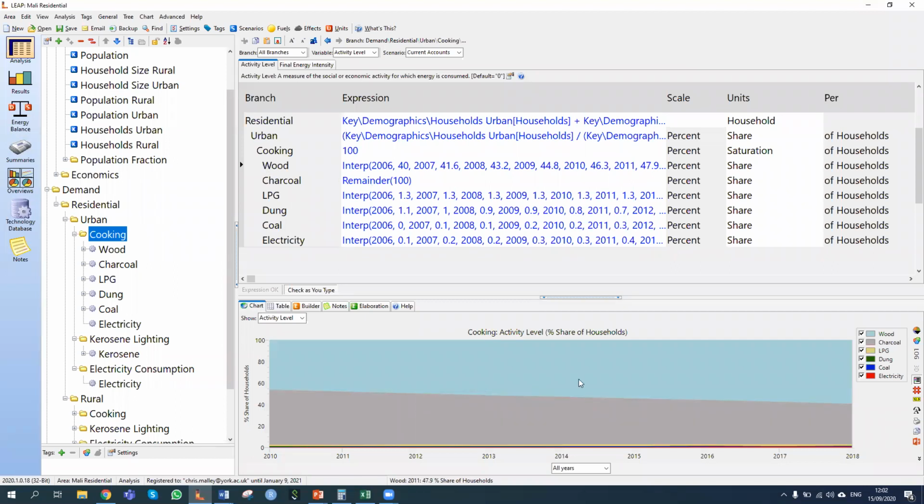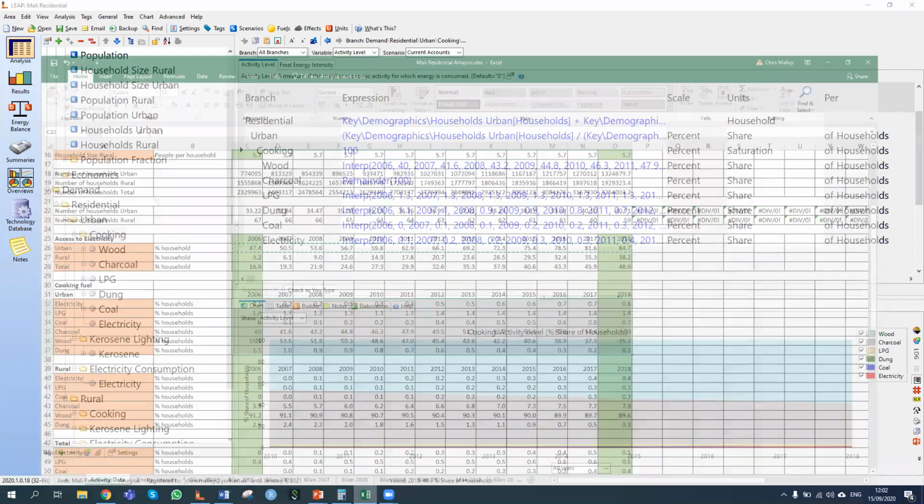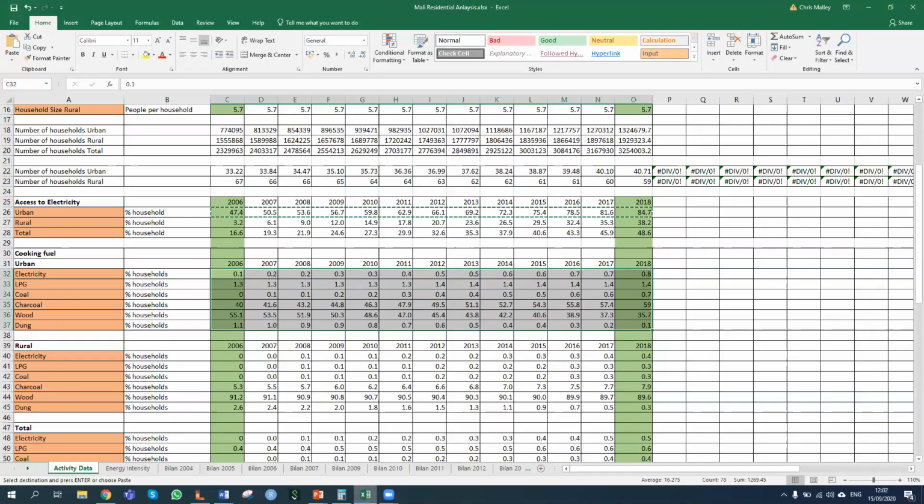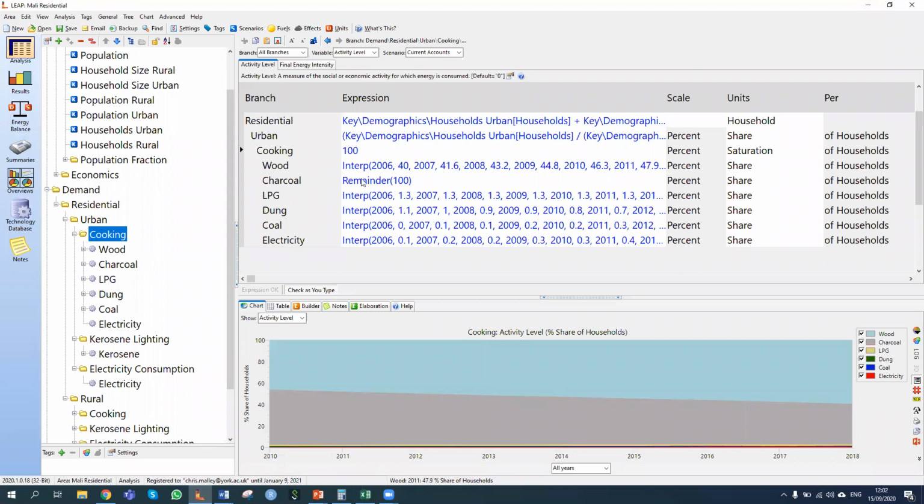And this shows that in urban areas we have wood and charcoal that is commonly used for cooking. But I've made a mistake. This value here is actually for charcoal.